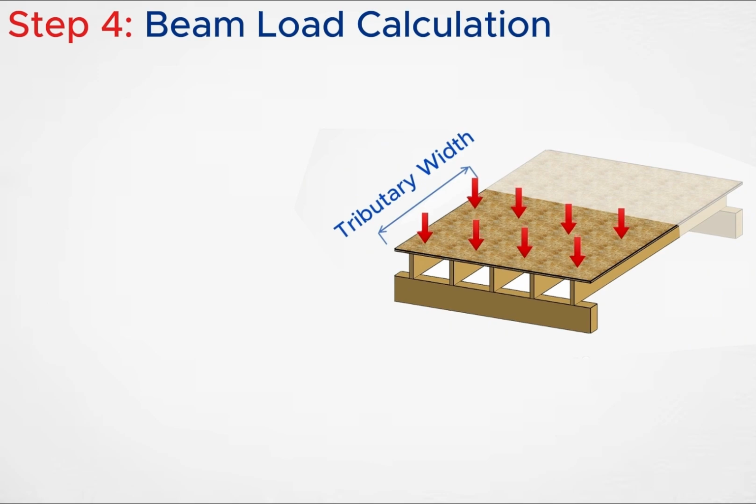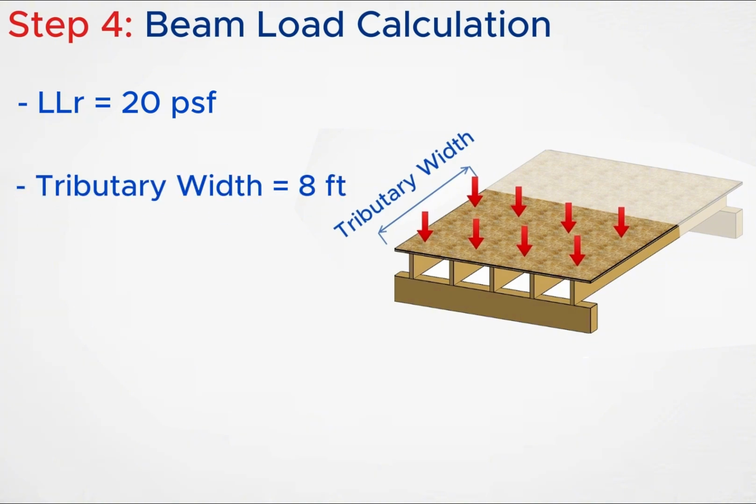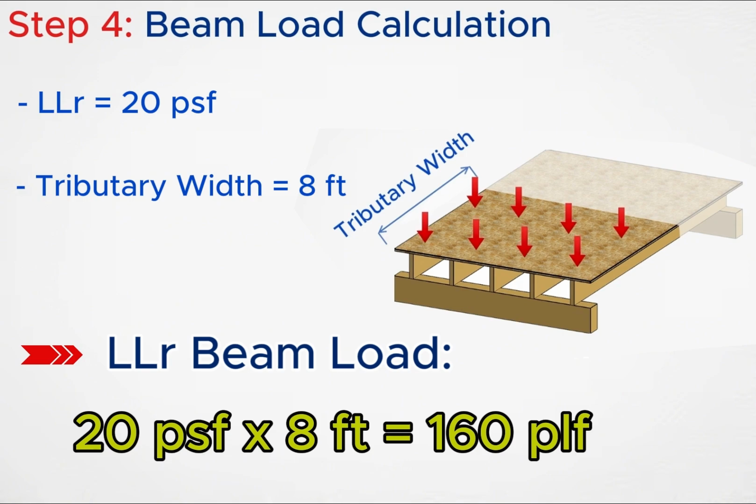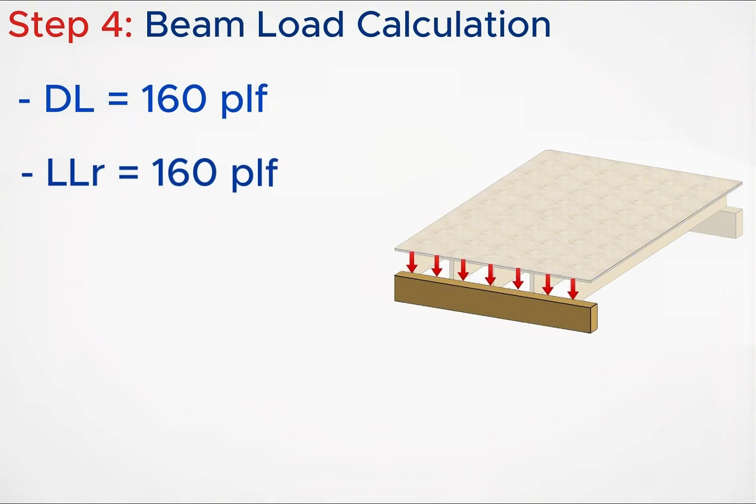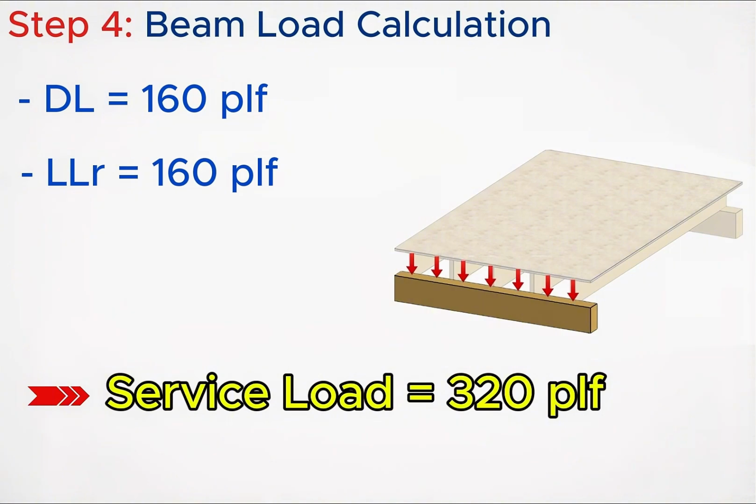Now let's do the same thing for roof live load. The roof live load is also 20 pounds per square foot. The tributary width is still 8 feet. 20 pounds per square foot times 8 feet equals 160 pounds per linear foot. So the beam also receives 160 pounds per linear foot of roof live load. Now we can combine them. Dead load contributes 160 PLF. Roof live load contributes another 160 PLF. Together, the total service load becomes 320 PLF.